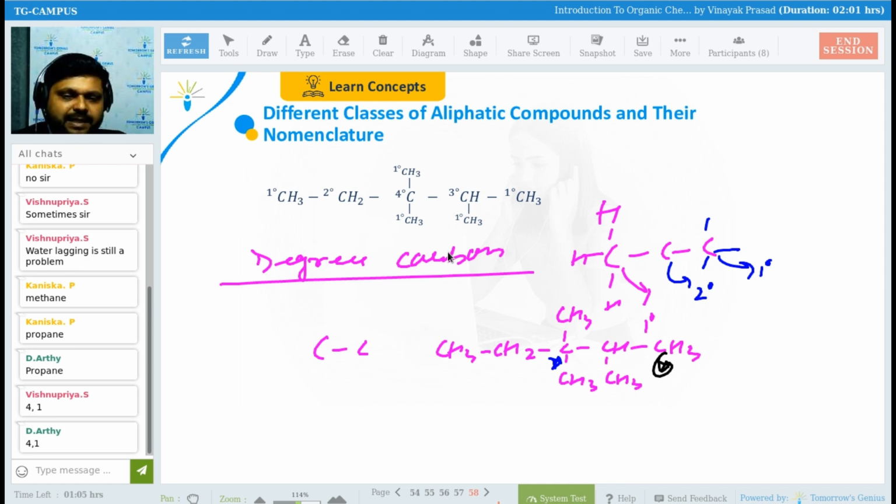See, the degree for this carbon is what? 4 degree. And the degree for this carbon is what? 1 degree. So those who have given the answer for this question, this is the correct one. Right?